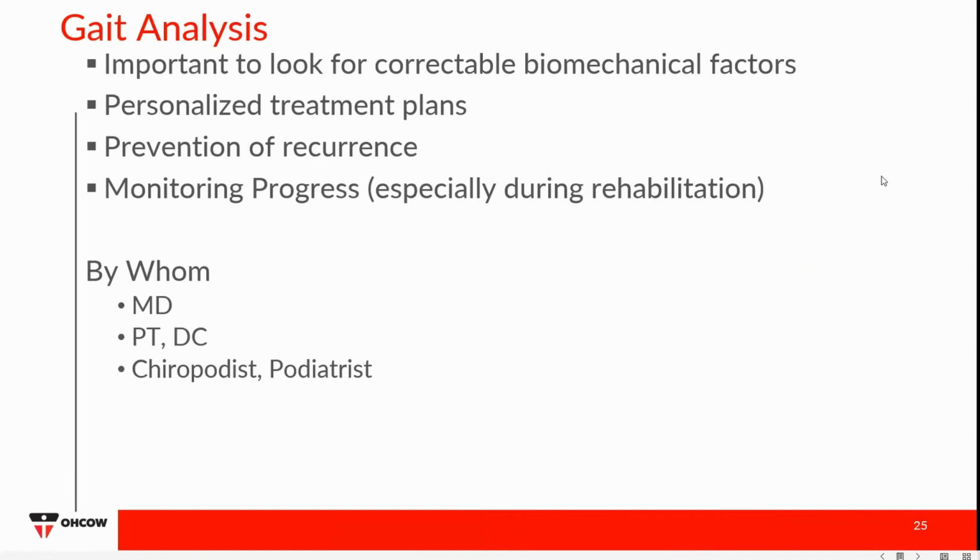And usually someone needs to understand gait and the mechanism of it. A physician that has some experience in this. The physical therapists definitely have a good understanding of gait and gait analysis. That's the physio and the chiro. Chiropodists and podiatrists, definitely, they focus on the foot, but they have a role to play too.